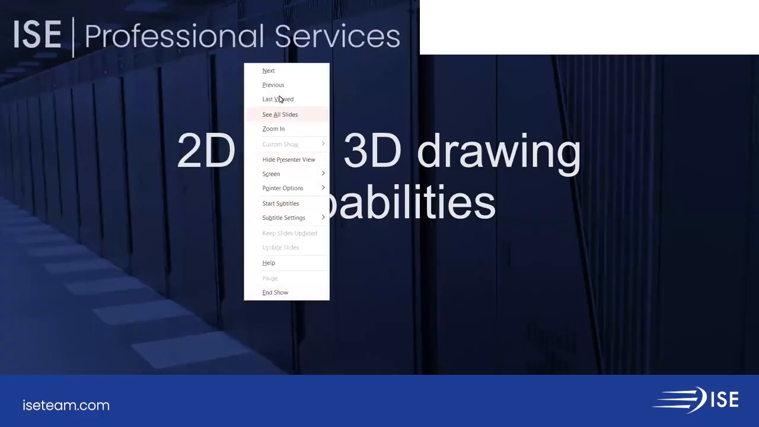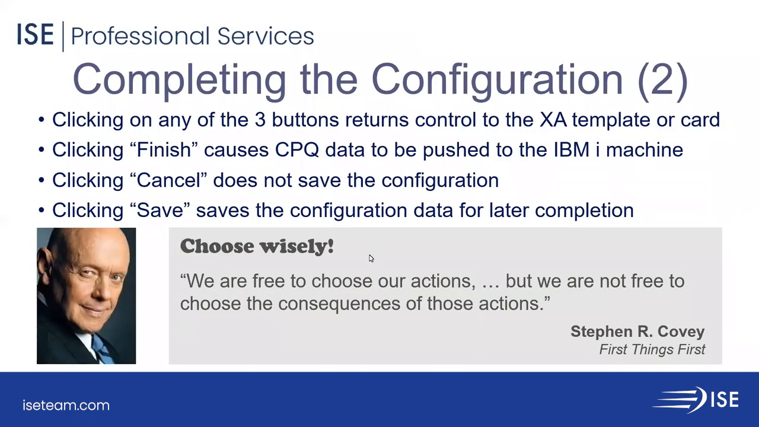Excuse me here. Fat finger on the mouse key. Okay, so just stressing here that you have those 3 buttons, and just to choose wisely, especially between finish and save, because if you want to go back into the configuration, make sure you click save. So just choose wisely there.